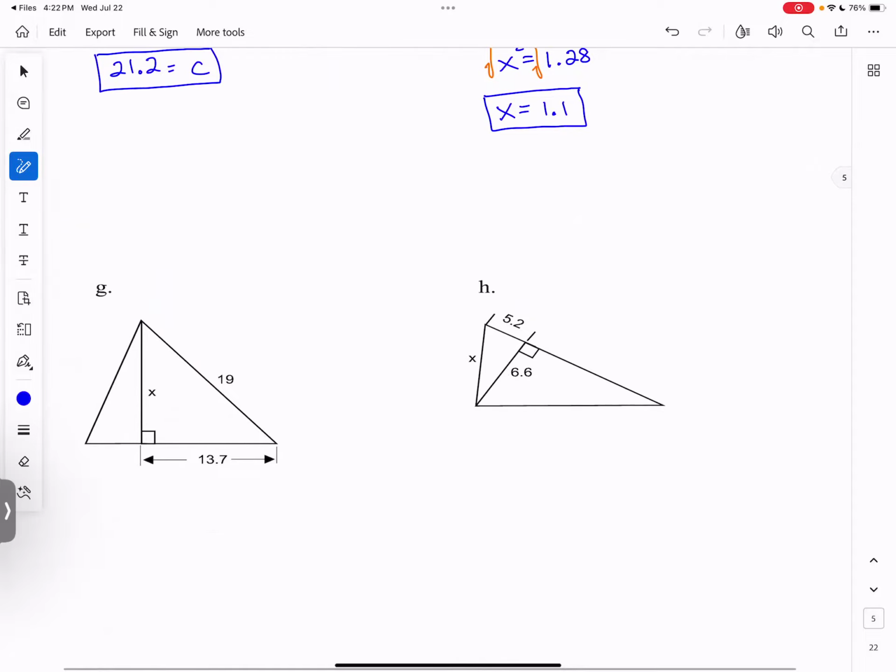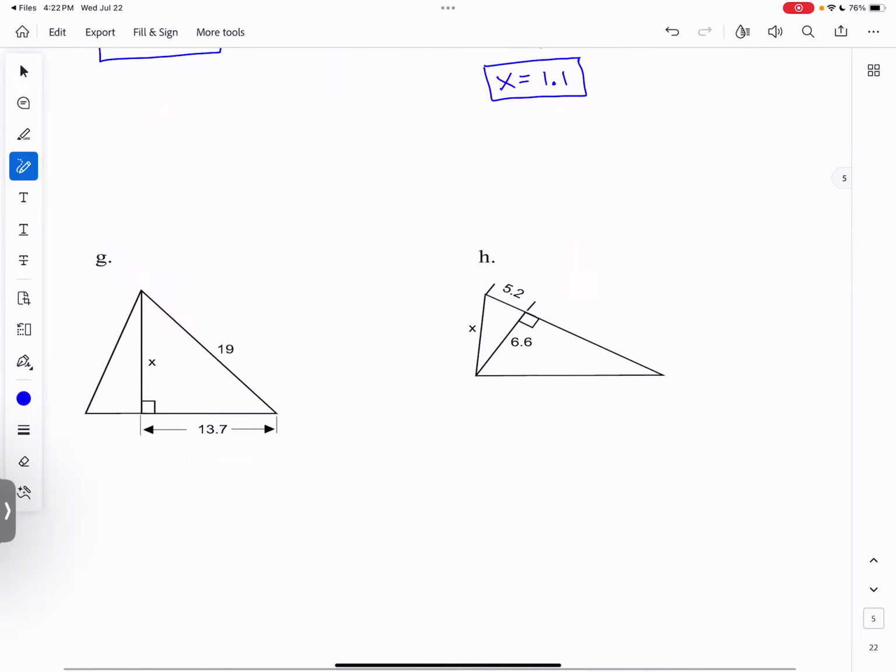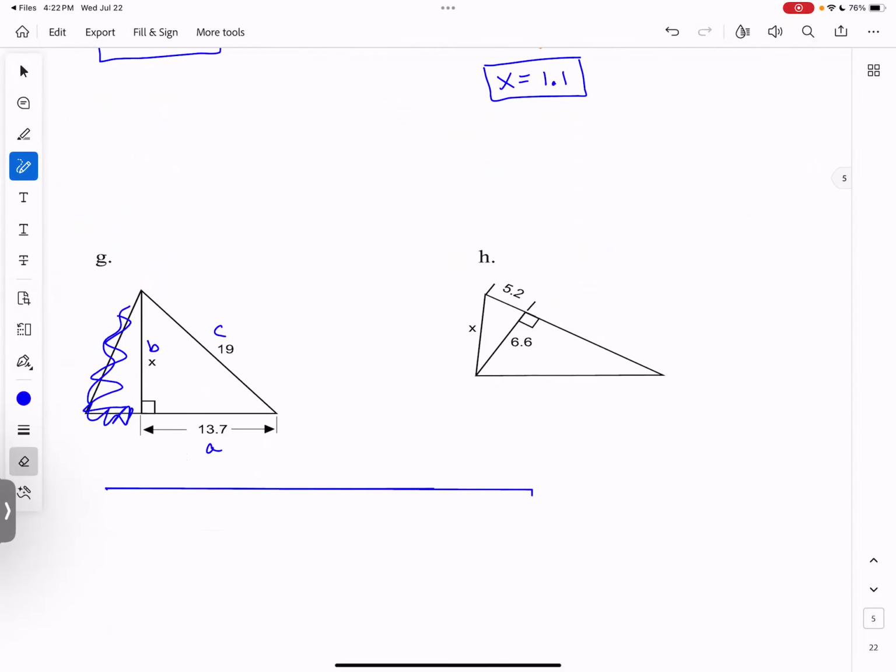Okay, next one here is a little bit, actually it's not that much trickier. We really only have to consider this one right triangle over here. We can just ignore this part of the picture right now. Okay, so we're trying to find x. So we've got an a, b, c. So a squared plus b squared equals c squared.